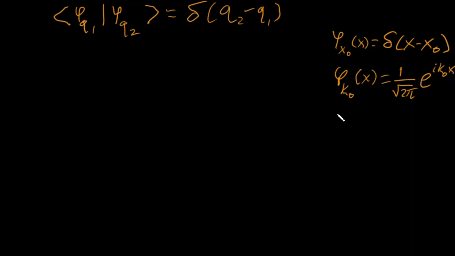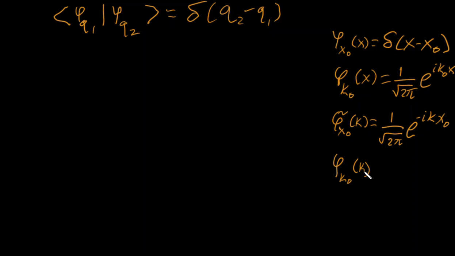And we also know in k-space that phi sub x naught tilde of k is 1 over root 2 pi e to the minus i k x naught. Again, you see here in this notation, it shows a lot better. Some particular position x, k is our variable. And then phi sub k naught of k in the momentum basis is delta of k minus k naught.